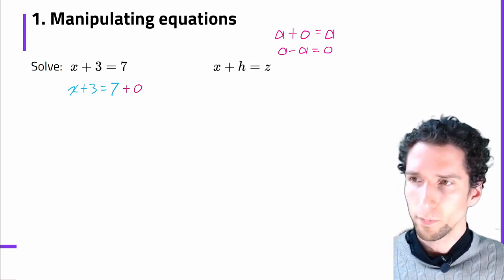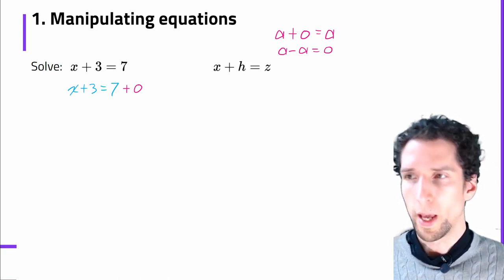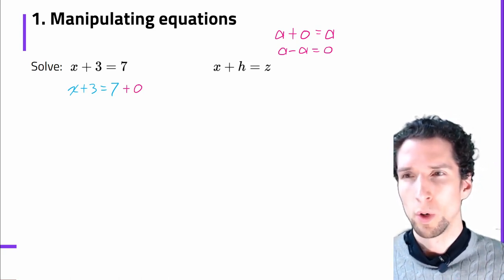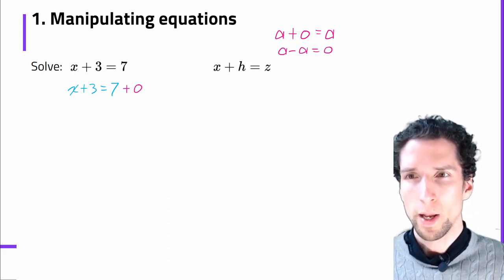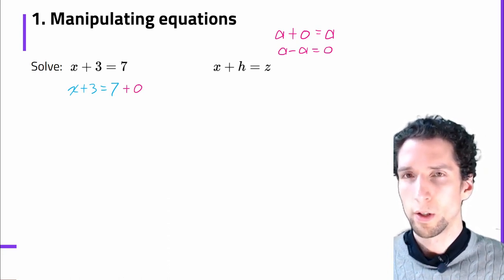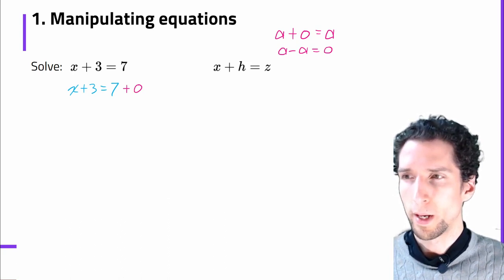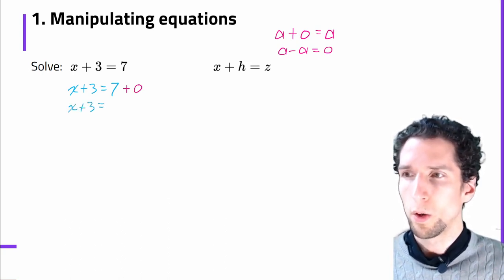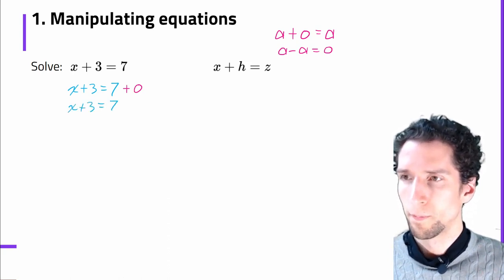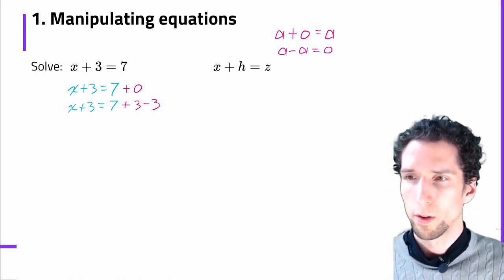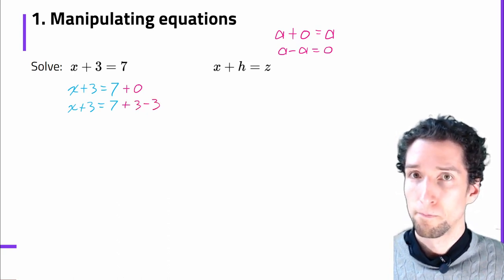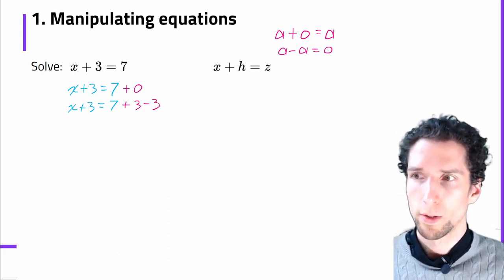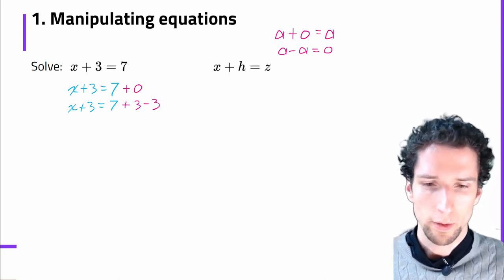Okay? So then if I manipulate this again and say, well, instead of 0, if A minus A equals 0, I can just change the 0 into some number, plus and minus that same number. So let's say we do x plus 3 equals 7 plus 3 minus 3. Right? So this is still just equal to 0. So it's balanced. Nothing's wrong there.